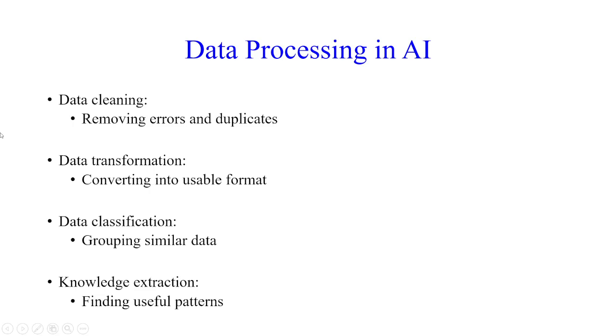Step one is data cleaning. What do you mean by data cleaning? The real-world data contains a lot of errors, missing values, and duplicates. It's messy, like garbage. If you feed the data directly, AI will make bad decisions. The second step will be to transform.